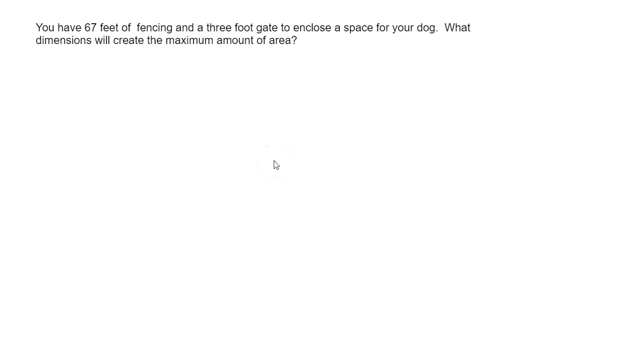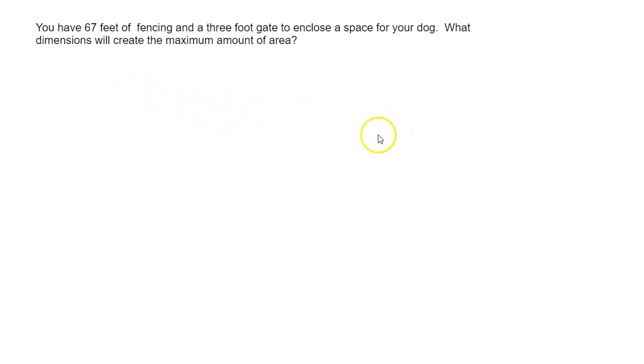Here's the last type of real-world problem. Even though there's a lot of problems you can apply geometry to, these are just a few. So this one is about fencing. You have 67 feet of fencing and a 3-foot gate to enclose a space for your dog. What dimensions will create the maximum amount of area?